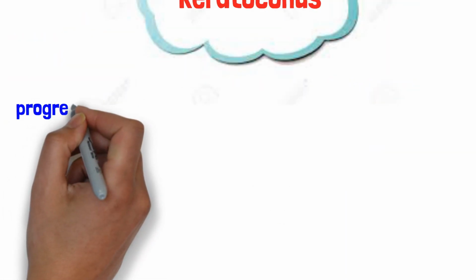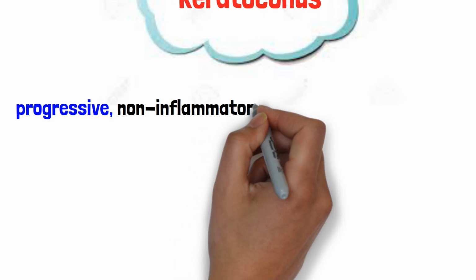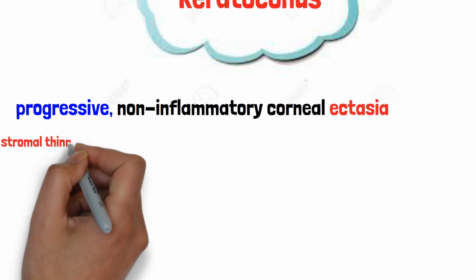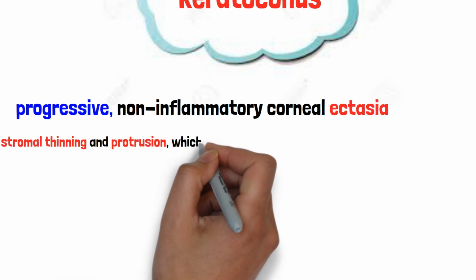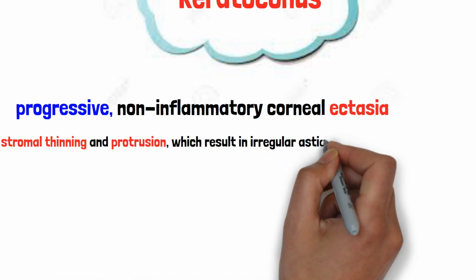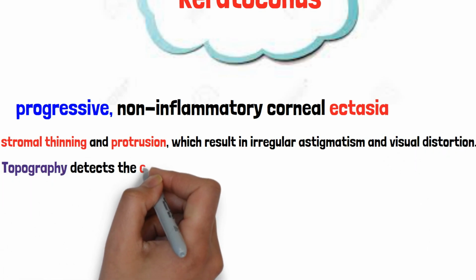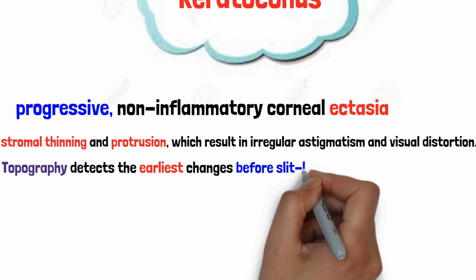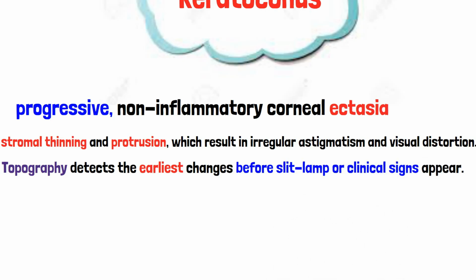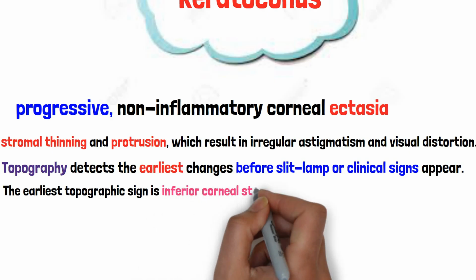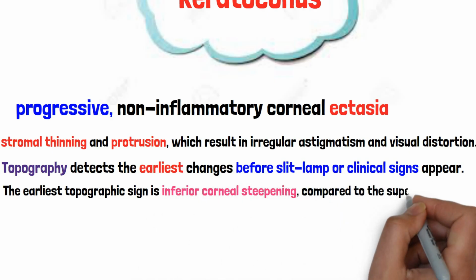Keratoconus is a progressive, non-inflammatory corneal ectasia. It is characterized by stromal thinning and protrusion, which result in irregular astigmatism and visual distortion. Topography detects the earliest changes before slit lamp or clinical signs appear. The earliest topographic sign is inferior corneal steepening compared to the superior cornea.